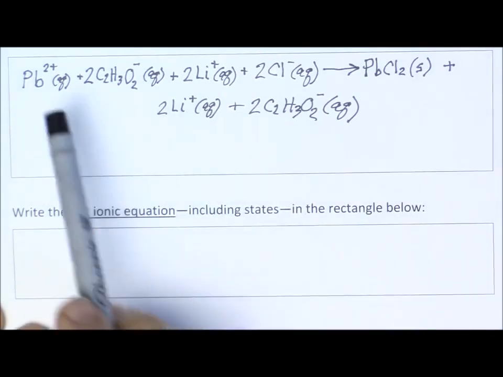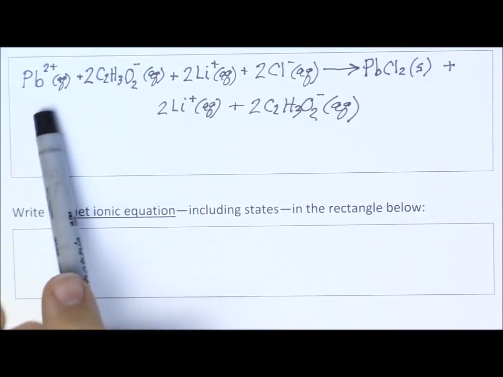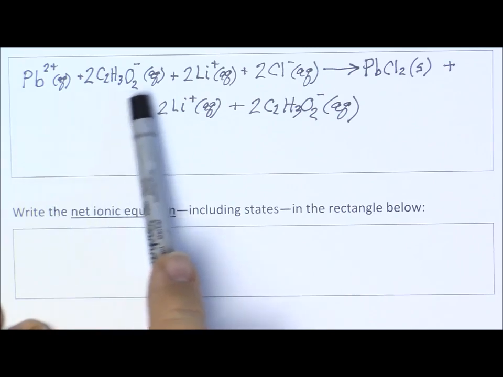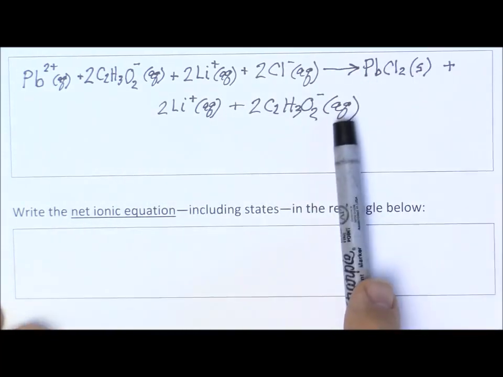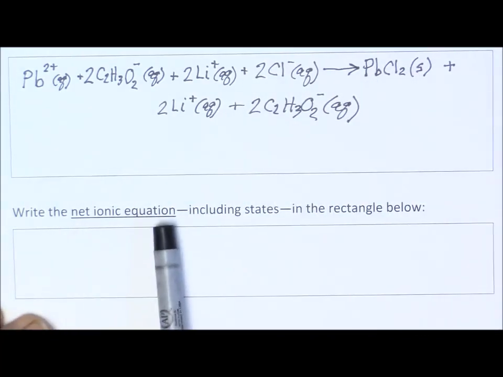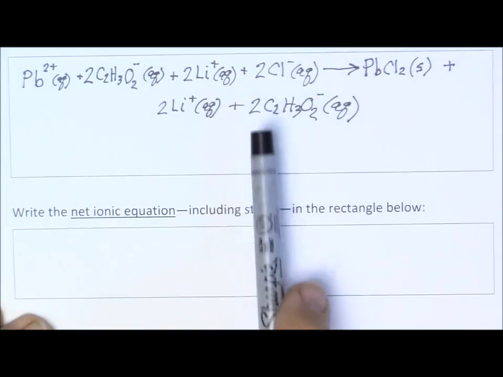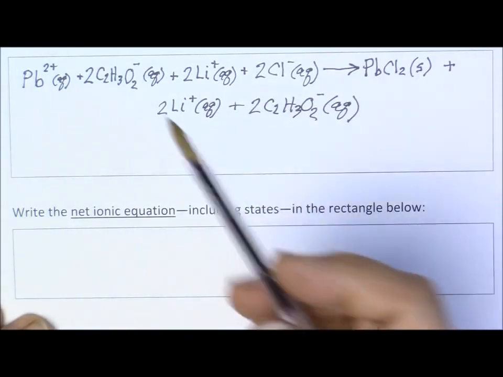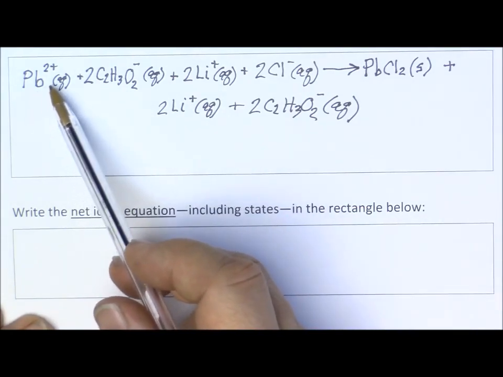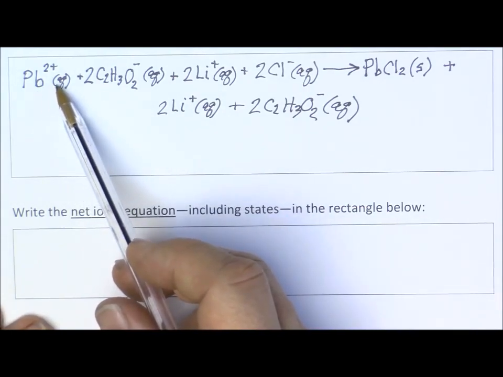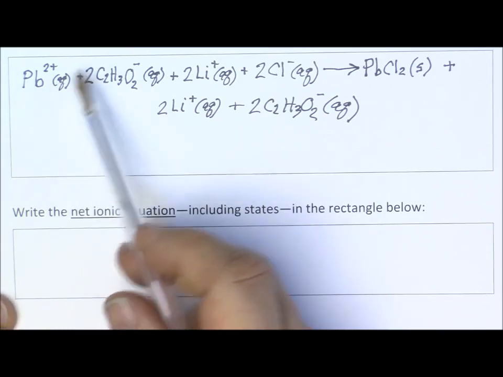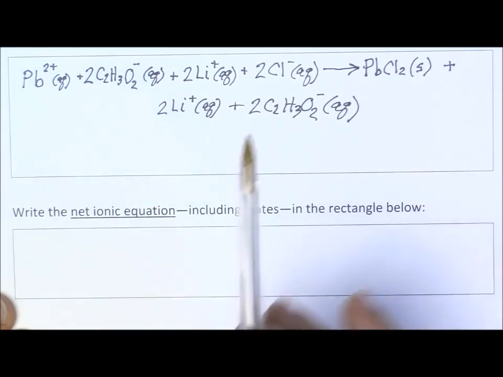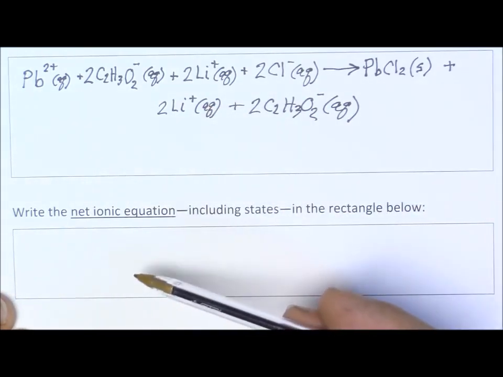Welcome back. Up to now, we've developed this balanced, complete ionic equation for the reaction. Reactants here, products here, and now we're asked to write the net ionic equation, including states, for this complete ionic equation. And what we want to do is find all aqueous ions that exist on both sides of the equation and just simply lightly cross them off because they are spectator ions. They will not be part of the net ionic equation.